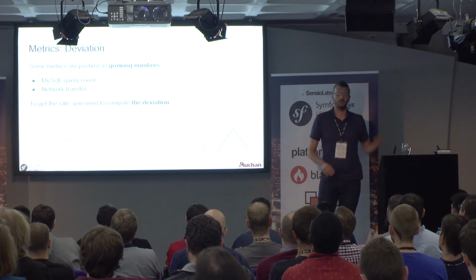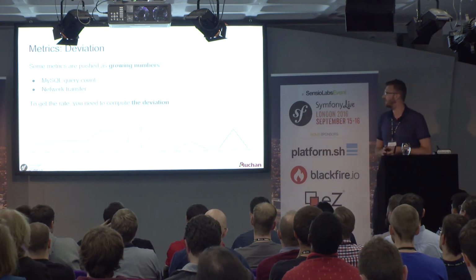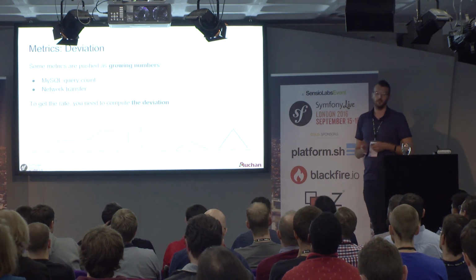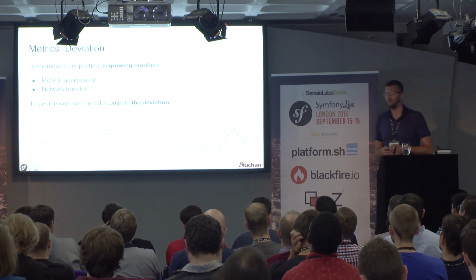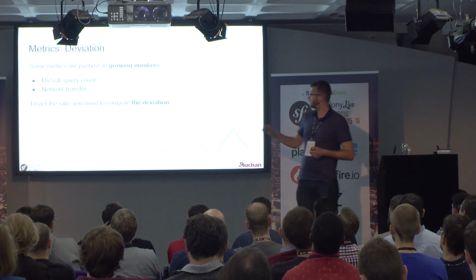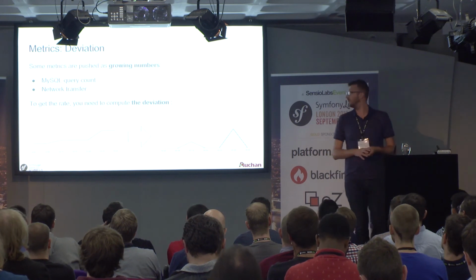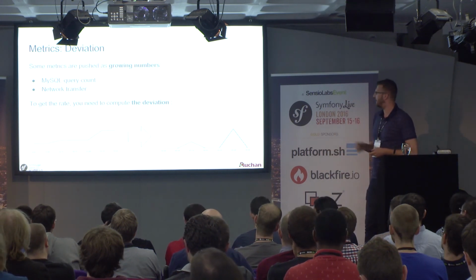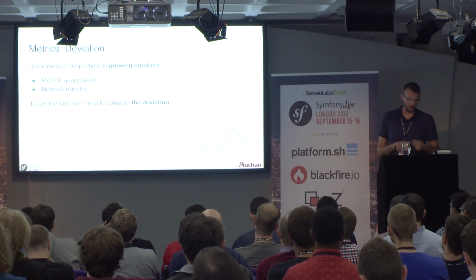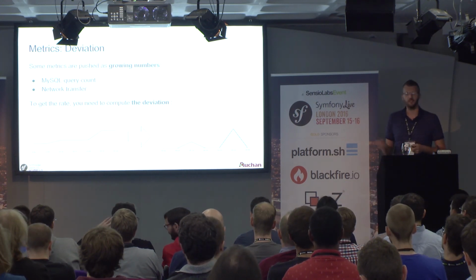Another thing that you should be aware of is the deviation, because some metrics are pushed as growing numbers. It's not always a rate. For example, MySQL provides a lot of metrics, like the number of queries that it gets, but this metric is just a number that is growing. So what you need to do on this is a deviation, which is simply the change rate of the metric. So for example, we see on the left the number that is growing because MySQL just does +1, +1, +1, +1. And from this value, you compute the deviation.